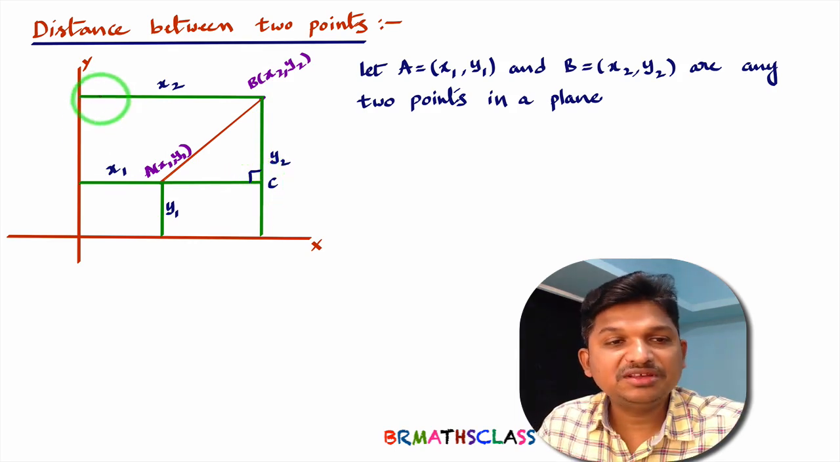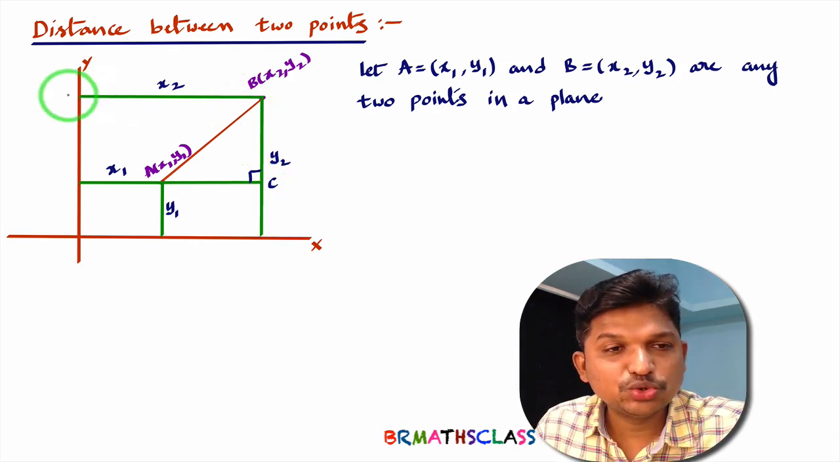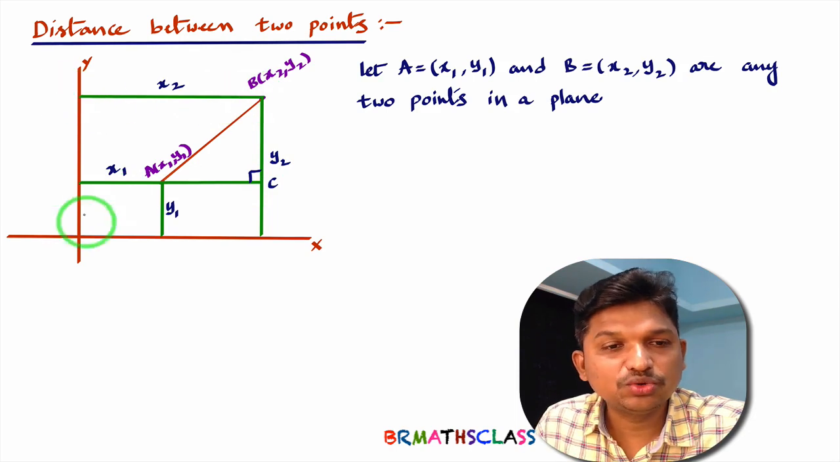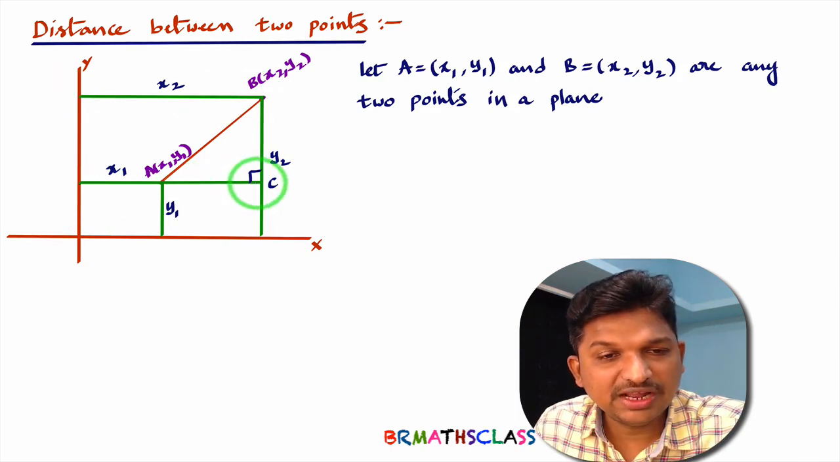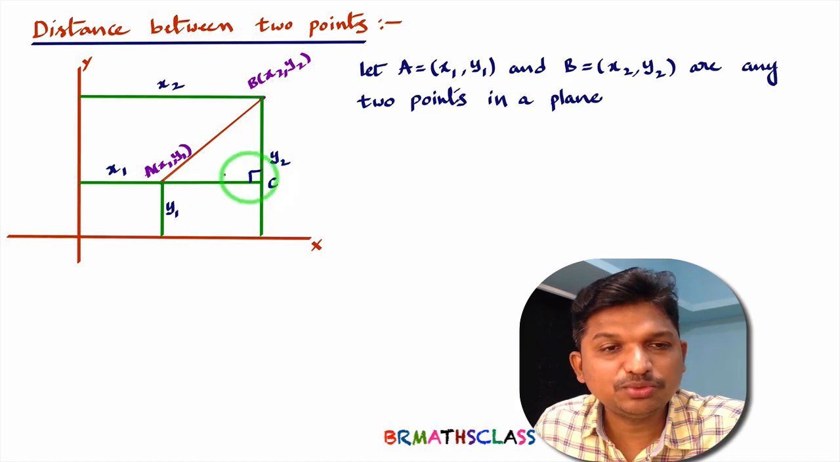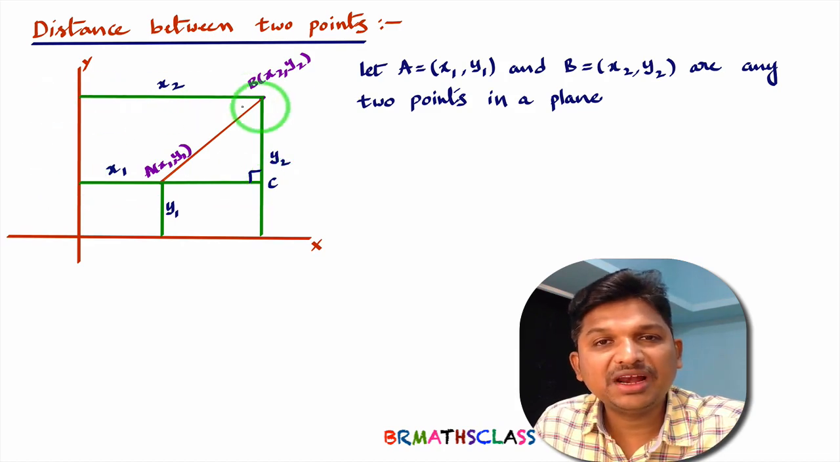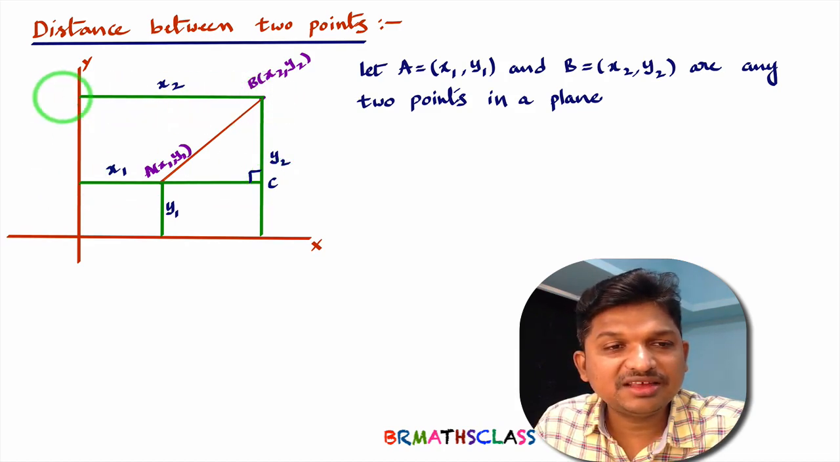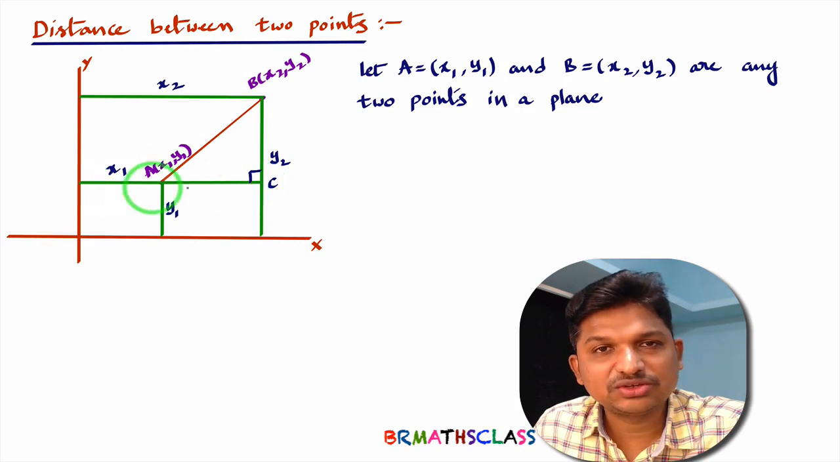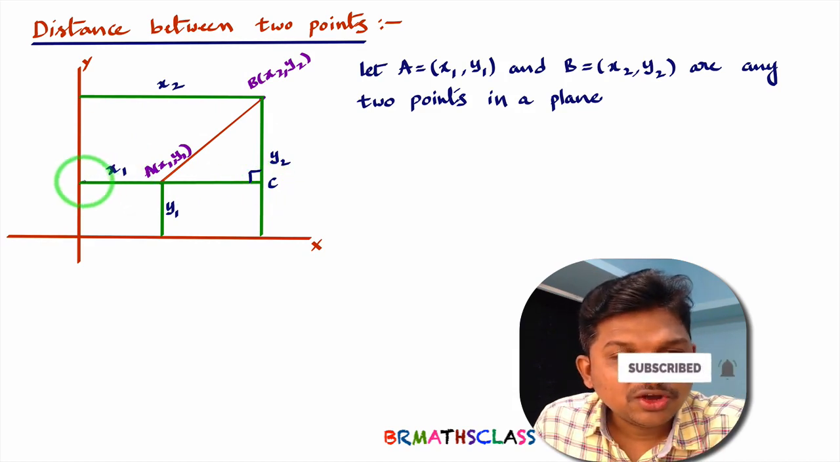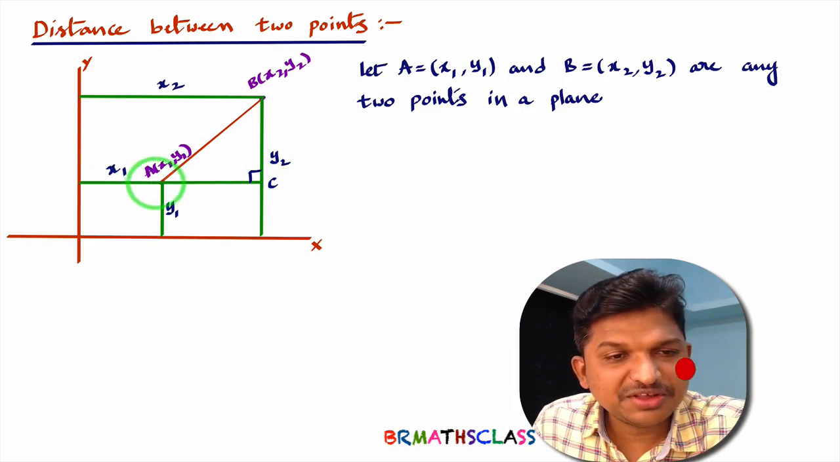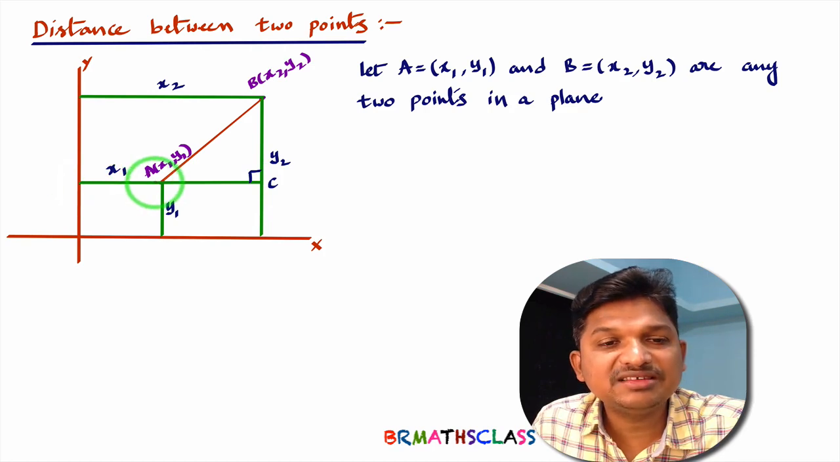You please observe this. This full length is x2, correct? This full length is x2. You observe here. What about this full length? This full length is also x2 because both are parallel and they are equal. This length is x2, this length is also x2, correct? Okay. You see, only this part, please observe. What is this length? This length is x1.